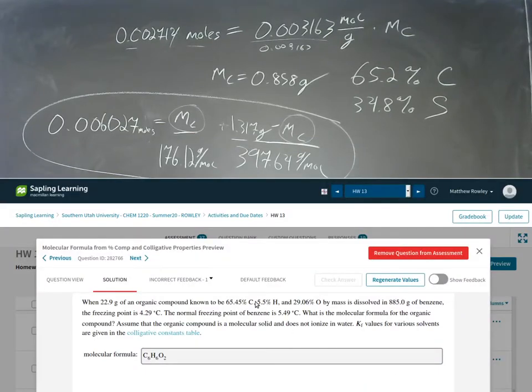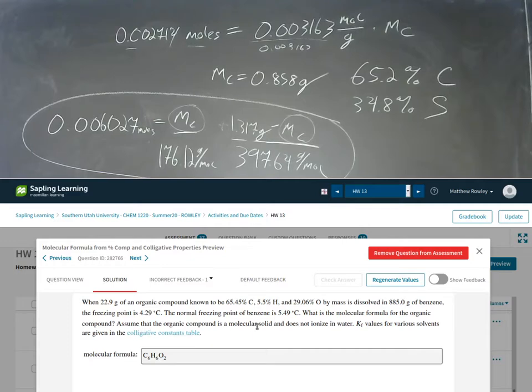Okay, so the next problem, I think this is problem 36, is also a very challenging problem. So let's take a look at that. We have 22.9 grams of an organic compound. We don't know the formula of the compound, but we do know its composition by mass: 65.45% carbon, 5.5% hydrogen, 29.06% oxygen. You dissolve it in 885 grams of benzene, and the freezing point is 4.29 degrees Celsius. The normal freezing point of benzene is 5.49 degrees Celsius. So what is the molecular formula for the organic compound?